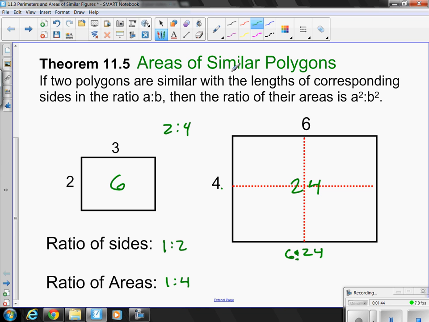Which brings us to this theorem that says if two polygons are similar, and the lengths of corresponding sides are in the ratio of A to B, then the ratio of the areas is A squared to B squared. So if we took 1 and squared it, and took 2 and squared it, we would get 1 to 4.